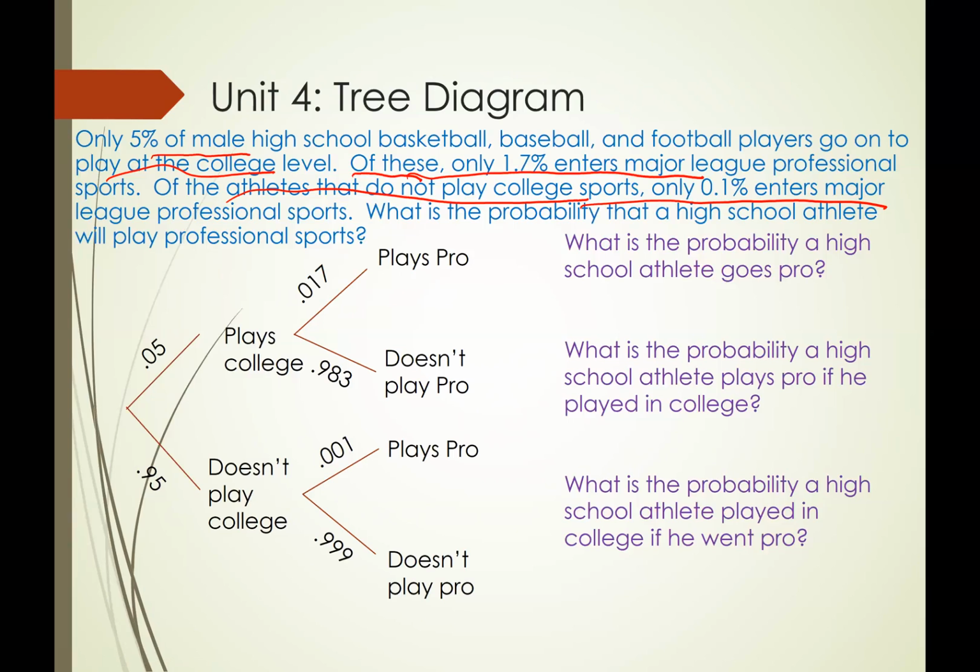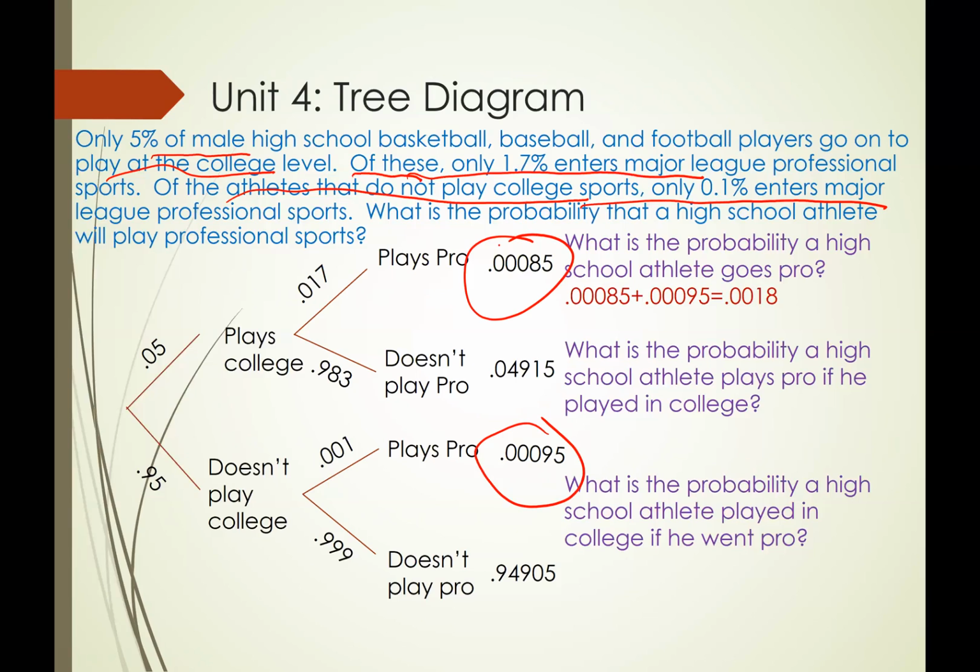The next step is to multiply your branches. Remember, we only use the numbers at the ends of the branches when we calculate the questions for a tree diagram. What is the probability a high school athlete goes pro? So we use the numbers at the end. These high school athletes went pro. So I just add those together.